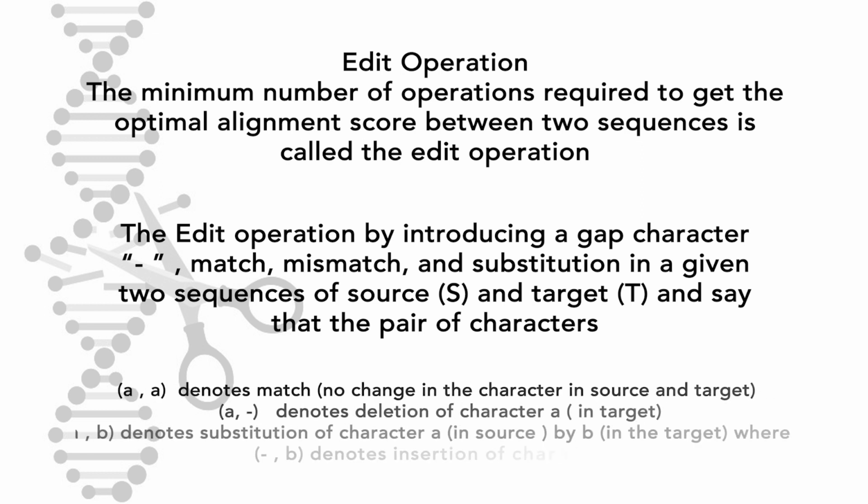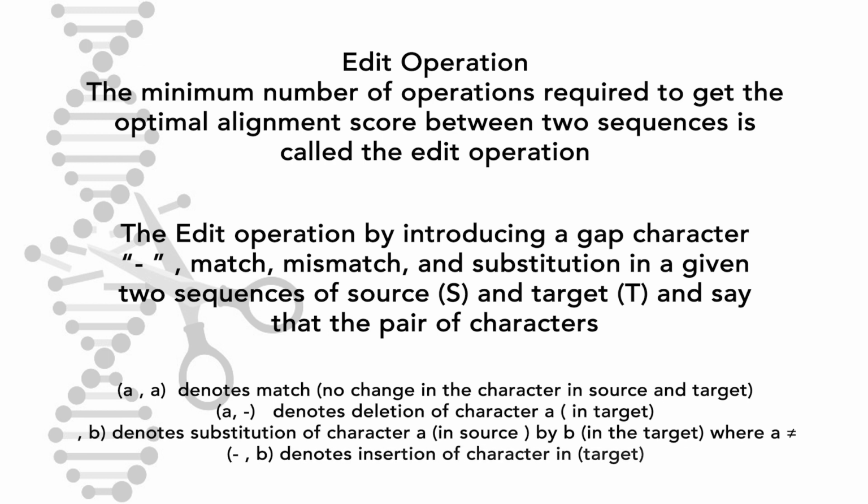For example, let us say A and A denotes a match, no change in the character in source and target. When I say source and target, suppose you are having a sequence of source and a sequence of target. So, at a particular position there is, let us say, guanine in the first sequence and guanine in the second sequence at position number 3. So, this will be treated as a match.